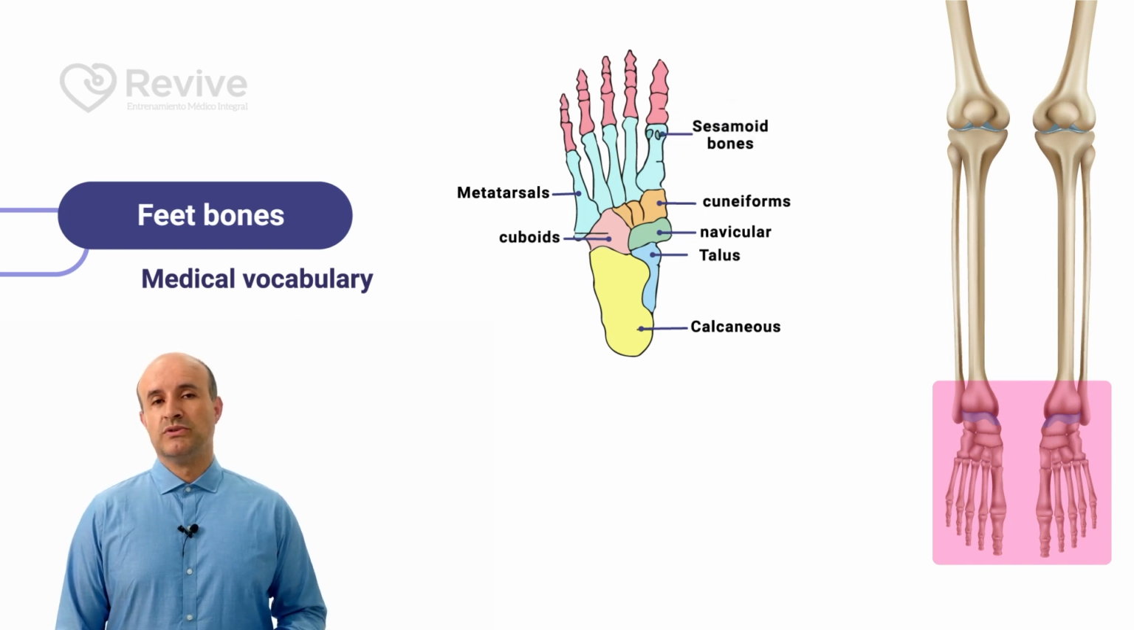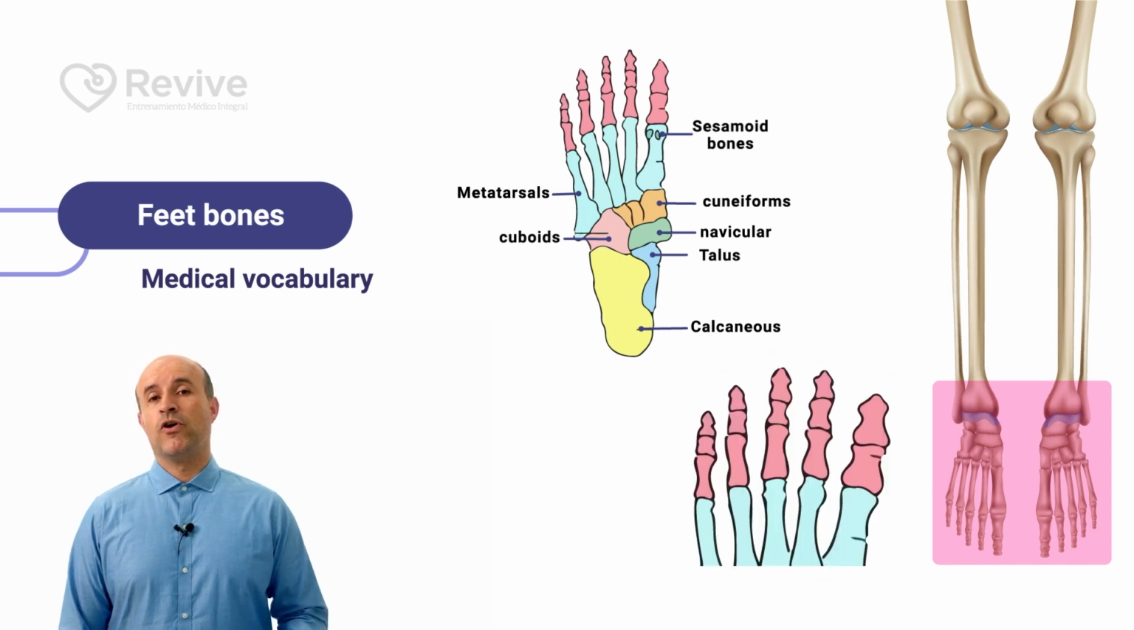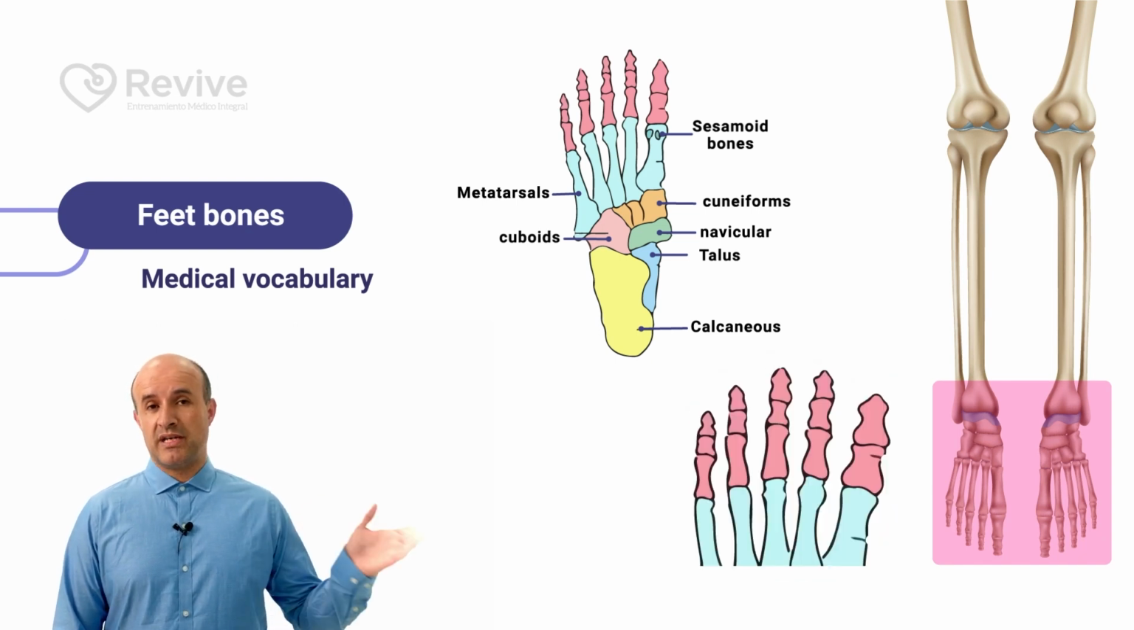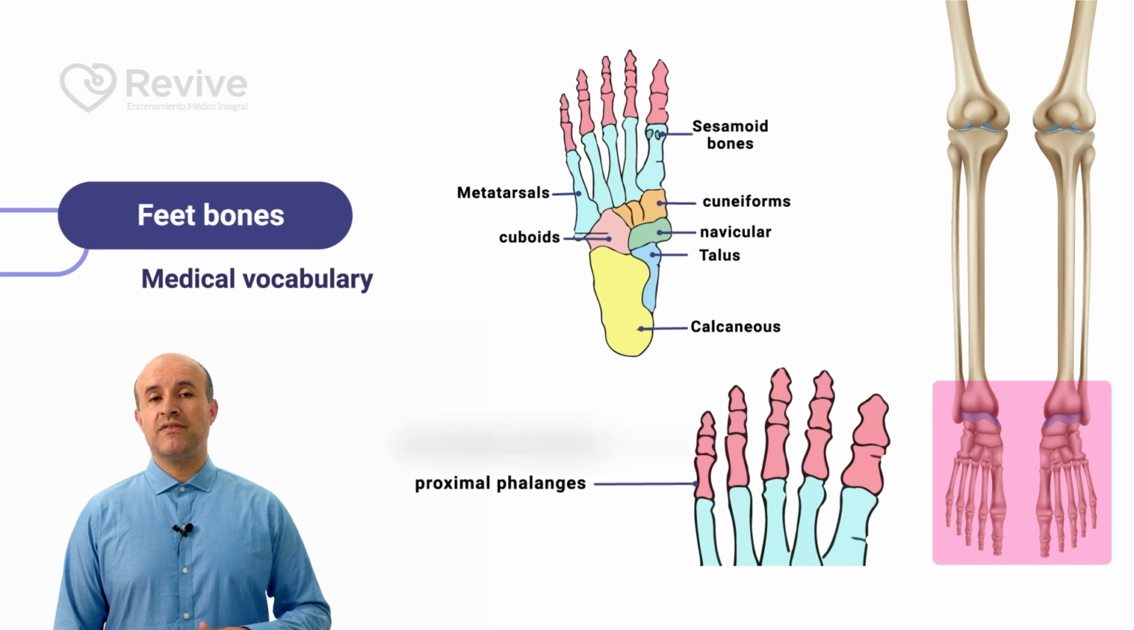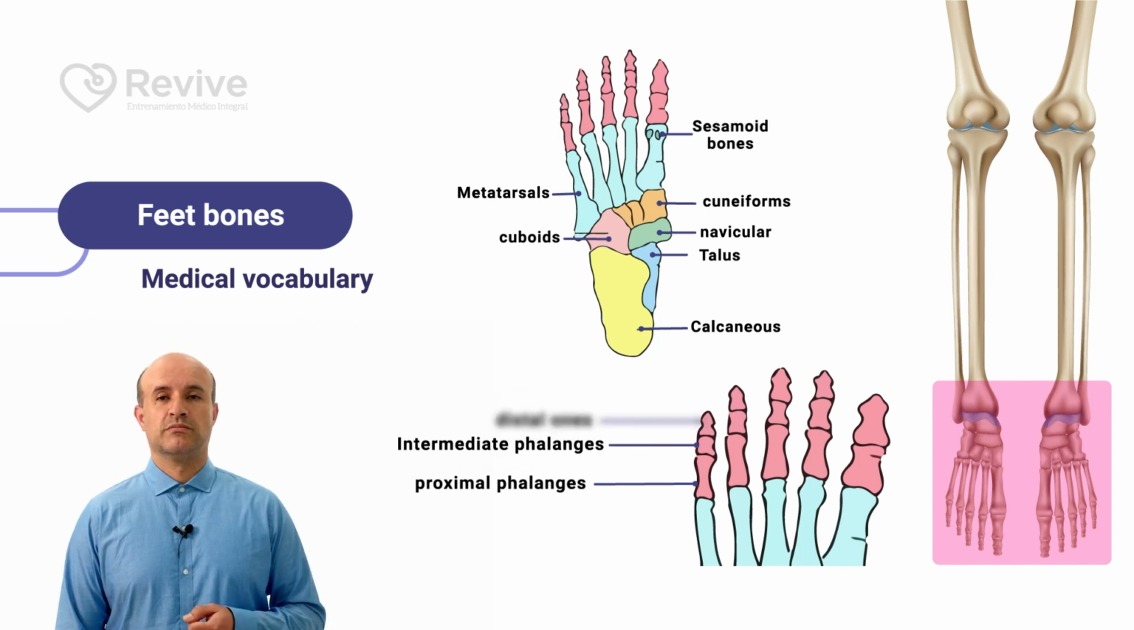The last bones in our feet are our toes, that are formed, as you can see, represented in colors by the same categories as in the hand: proximal phalanges, intermediate phalanges, and the distal ones. This is the end of our lesson on the bones of the body.